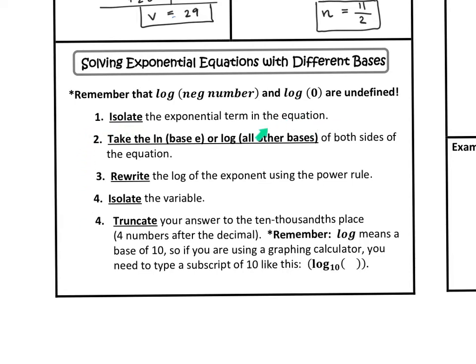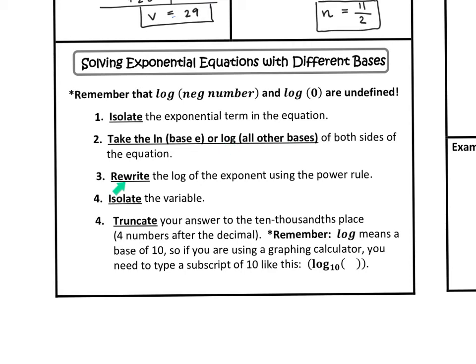Isolate the exponential term. So kind of similar to what we looked at a little while ago. The difference is in step 2, we're going to take the ln, the natural log, or the log of both sides of the equation. You're going to take the natural log if you see that the exponential has a base of e. If it has another base, then we're just going to do log of both sides.